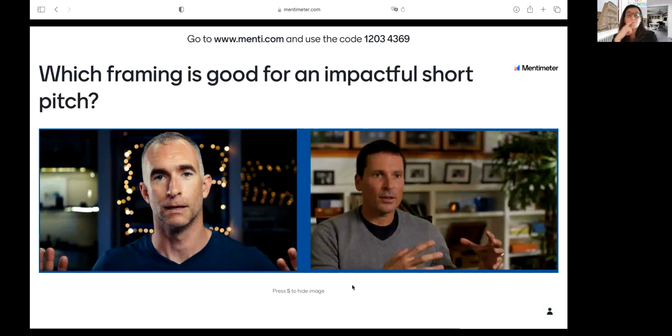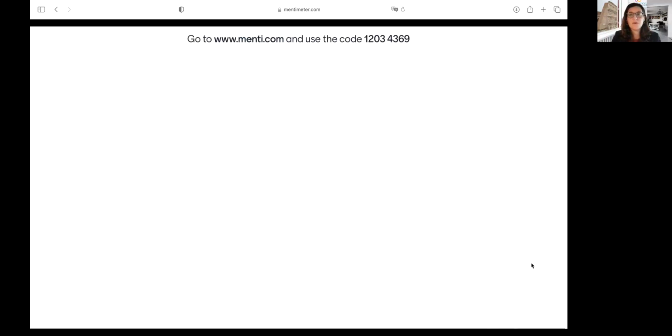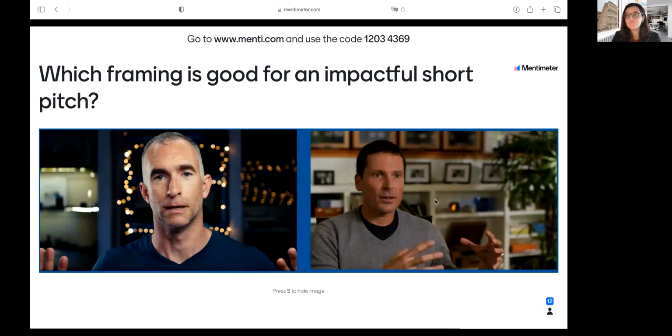Then a quick question about framing and about videos during interviews. Which one, the one to the left or the one to the right, is good for an impactful and short pitch? The guy to the left looking in the camera, or the one to the right who is looking off camera? Sorry, this is my mistake, because I can't see your questions, they're hidden by the pictures. But anyway, we think it's the one to the left, because you want to be impactful. A pitch is short. You want to look the audience directly in the eyes and grab their attention.